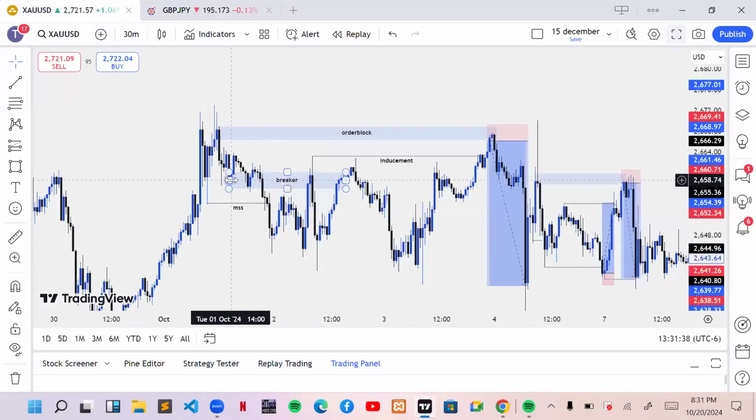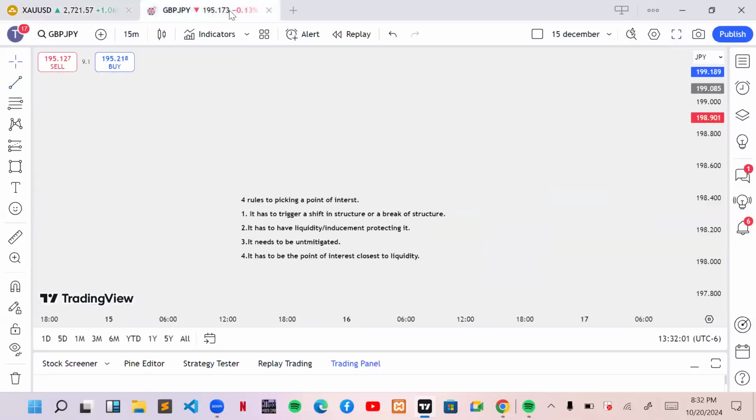Now, this is our breaker block, this is our other block. But this is our breaker block. Because remember, I said mitigation is when market price comes to tap a point of interest after a shift of market structure. This is our breaker block right here, and this is our other block. But after the shift of market structure, market actually came back to tap into this breaker block, meaning that this breaker block has now been mitigated, now disqualifying it from our point of interest that we can use to take a trade.